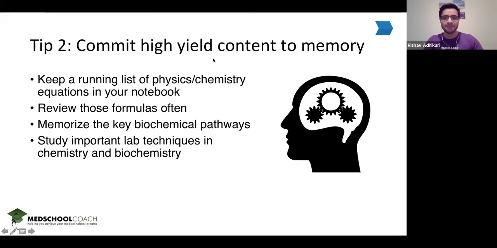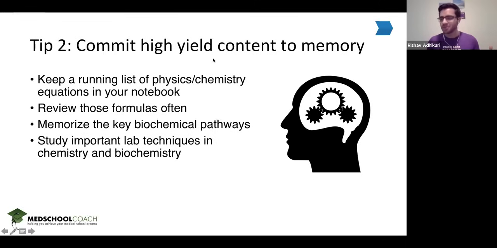So here's my second tip. My second tip is that you really have to commit high yield content to memory. Ken mentioned earlier that this section is unique and has a lot of equations and constants that you have to memorize. For every single one of my students, I ask them to keep a running list of all the physics and chemistry equations in the front of their notebook.